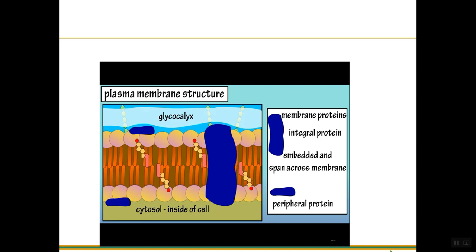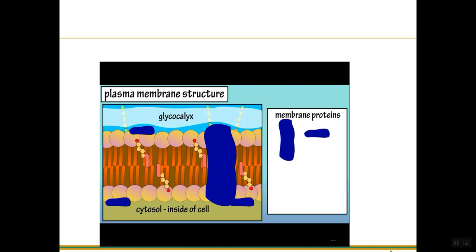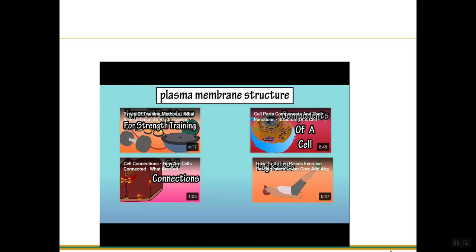Peripheral proteins are attached to the internal or external surface of the membrane, and many times they are attached to an integral protein. These membrane proteins have many important functions. Transport proteins regulate the movement of substances across the membrane. Some act as identity markers to communicate with other cells. Some are enzymes taking part in chemical reactions. Some act as anchoring sites, securing the cytoskeleton to the membrane, and some are part of cell-to-cell attachments. And that be the basics on the structure of the plasma membrane.